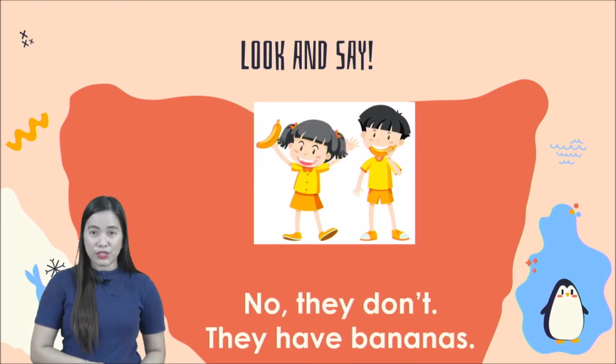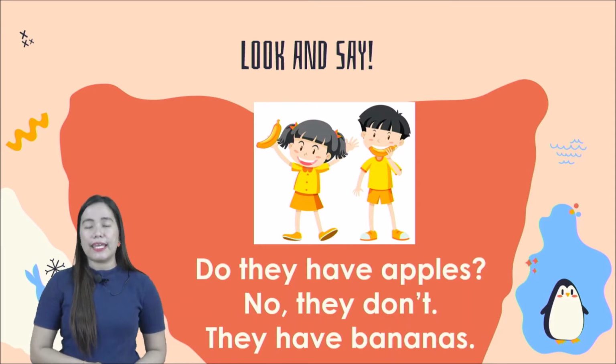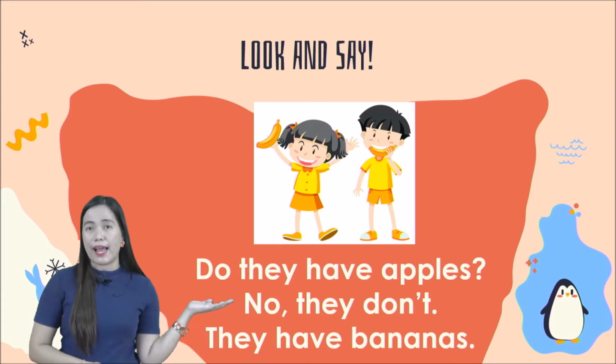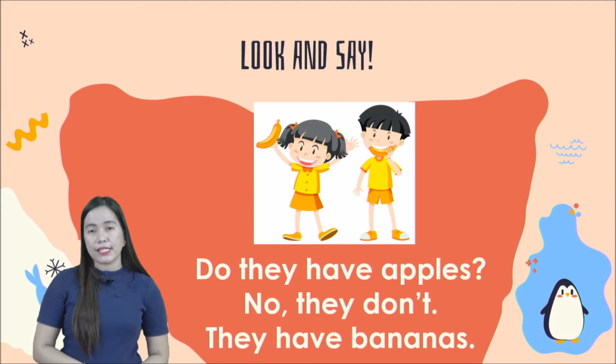Look at the picture. Okay, the question would be, do they have apples? Why we use do? Because our subject is they. Because as you can see, we have two children. Okay, they are two. No, they don't, because they have bananas.